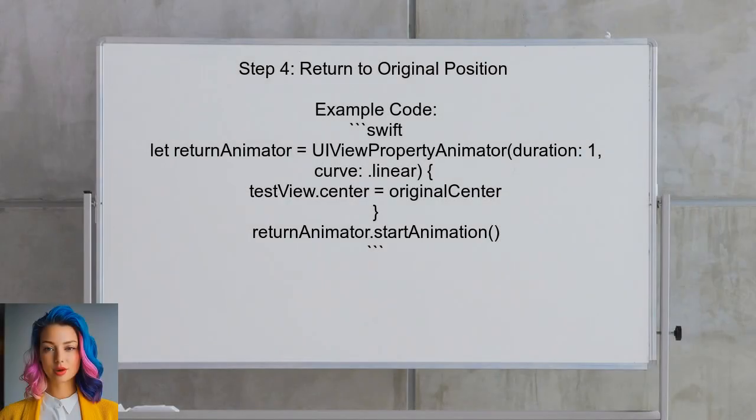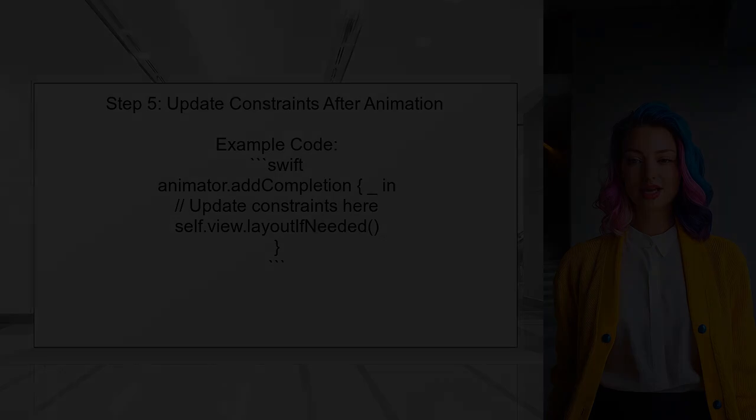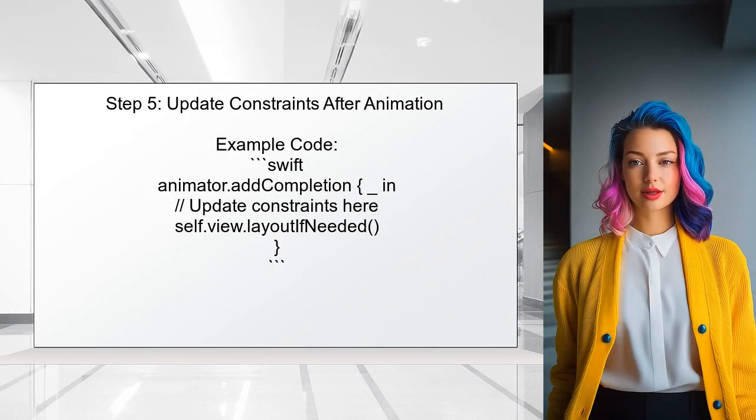To return the view to its original position after the animation, the user can create another UIViewPropertyAnimator. This time, they will animate the view back to its original constraints. Finally, the user should ensure that the constraints are updated accordingly after the animation completes. This can be done by adjusting the layout in the completion handler of the animator.